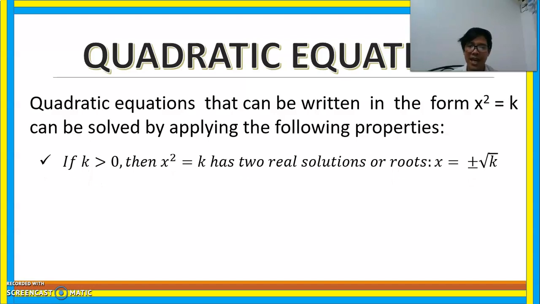First, if k, or the constant, is greater than 0, which is positive, then x squared equals k has two real solutions or roots. X is equal to positive and negative square root of k. So I repeat, if the value of k is positive, there are always two real solutions.